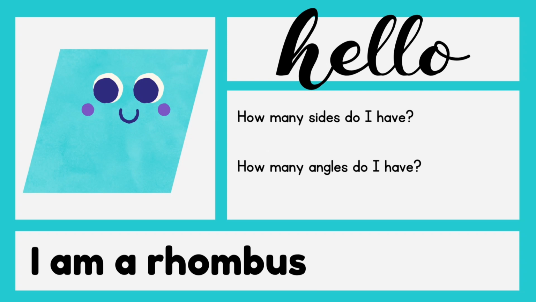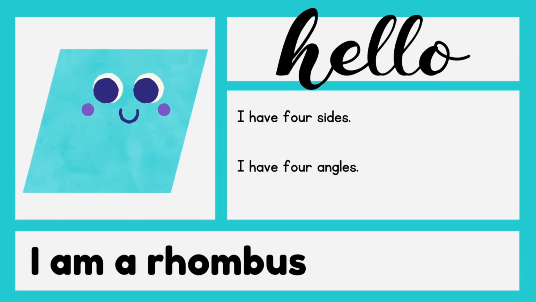Hello, I am a rhombus. Do you know how many sides and angles I have? Let's count them together. 1, 2, 3, 4. I have 4 sides and 4 angles.